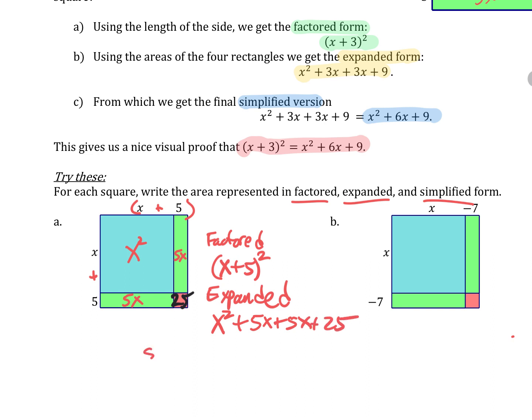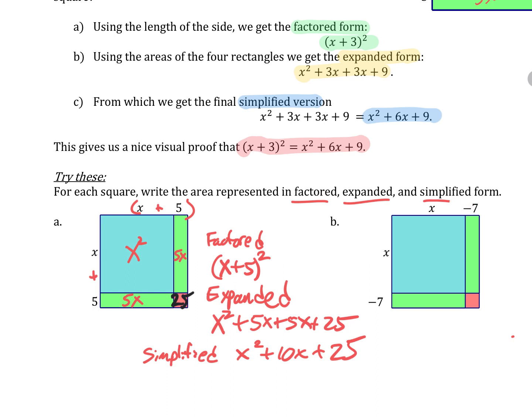And then last but not least, simplified. We get x squared plus 10x plus 25. And again, all three of these are equivalent. So there's our simplified version. The area here can be represented by x squared plus 10x plus 25. All right, let's try one more like this. Now a little difference here.